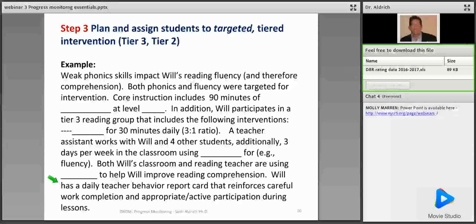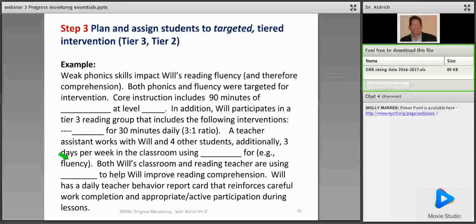List those interventions, really talk about what they are, for 30 minutes daily or in a ratio of 3 to 1. A teacher assistant works with Will and 4 other students. Additionally, 3 days a week in the classroom using blank. What might that be? Both Will's classroom and reading teacher are using blank.